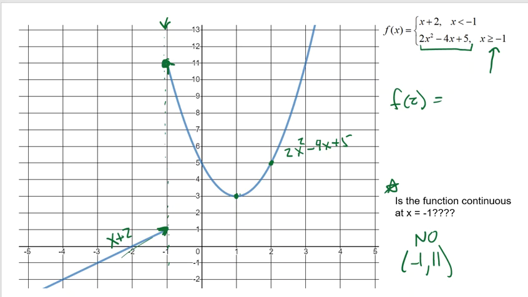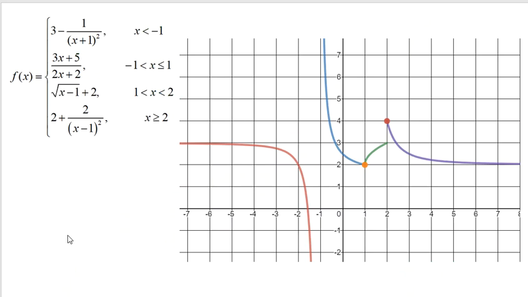All right, let's take a look at a way more advanced piecewise function here. This is made up of 4 different pieces. So the first piece is what happens if x is less than -1. So any value less than -1 is going to use this first piece. If x is any value between -1 and 1, we're going to use this second piece. If x is between 1 and 2, we're going to use this third piece, which is a square root function. And then if x is anything greater than or equal to 2, we're going to use this fourth and final piece.